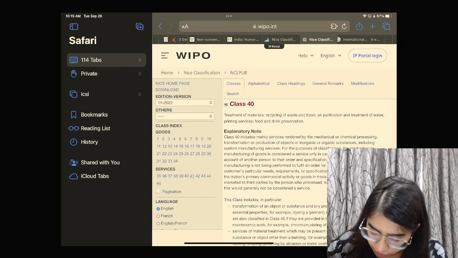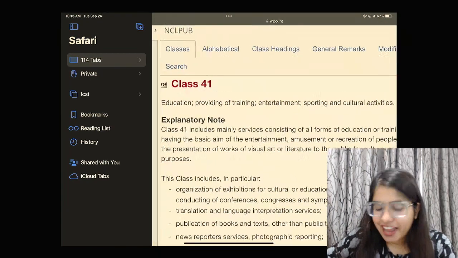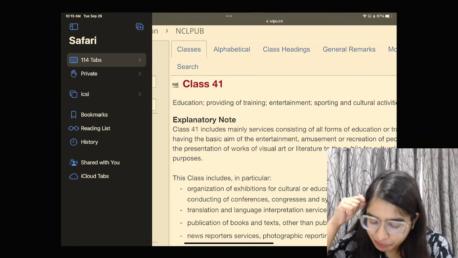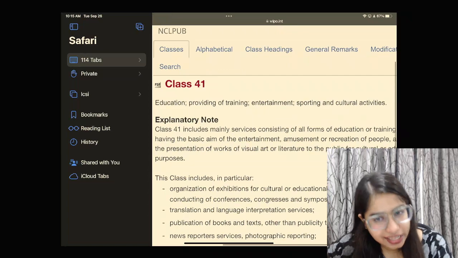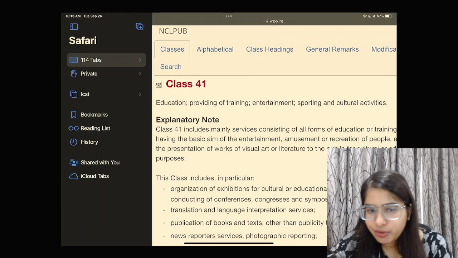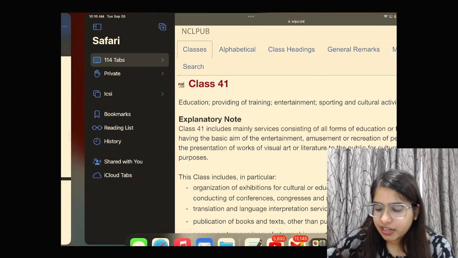Arre bhai, where is education? Food and drink. Ha, 41. You can see here, education comes under 41, right? Education, providing of training, entertainment, sporting and cultural activity. So all these activities come under class 41: education, training, entertainment, sporting, cultural activity.